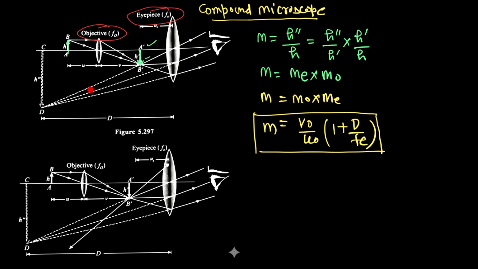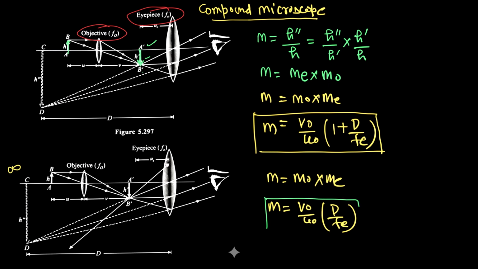What happens if this image is forming at infinity? In that case, M is equal to MO into ME. MO will remain the same, that is VO divided by UO. But what will happen to ME? That becomes D upon FE. So there are two formulas. This formula is used for normal adjustment when the image is forming at infinity, and this formula is used when the image is forming at distance 25 centimeter.